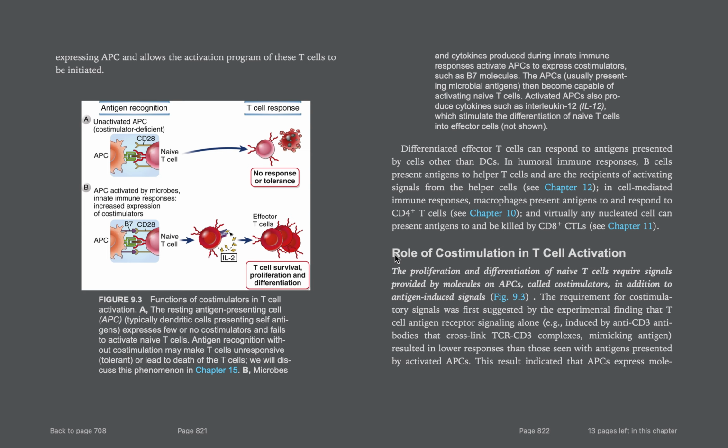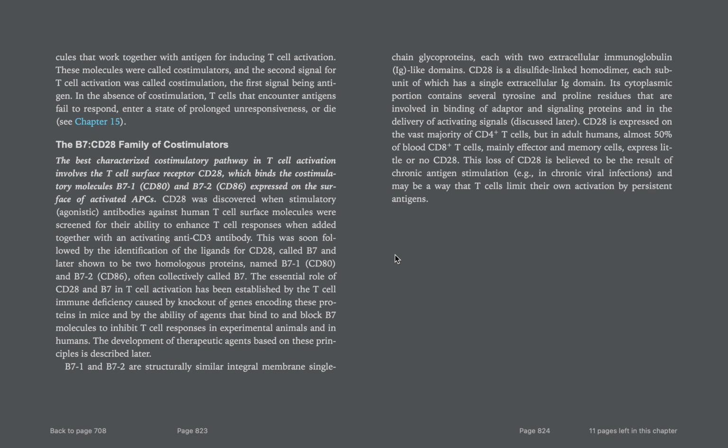This result indicated that antigen-presenting cells express molecules that work together with antigen to induce T cell activation. These molecules are called co-stimulators, and the second signal for T cell activation was called co-stimulation, the first signal being antigen. In the absence of co-stimulation, T cells that encounter antigen fail to respond, enter a state of prolonged unresponsiveness, or die. We'll see this in chapter 15. Now, the B7:CD28 family of co-stimulators.